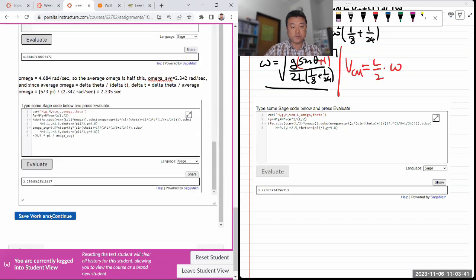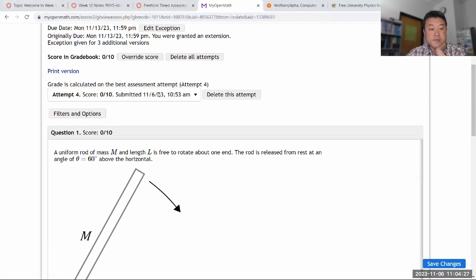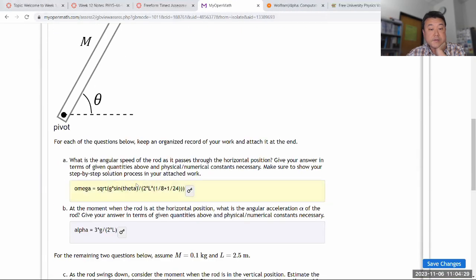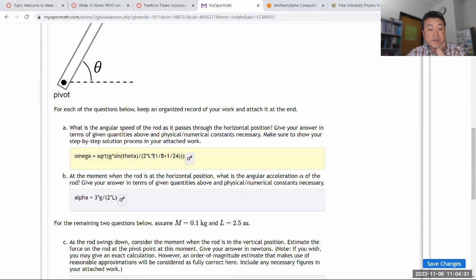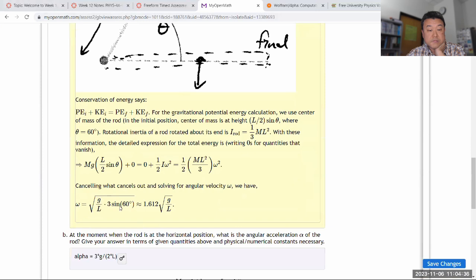Okay, so let's save work and continue. All right, this is the test the students work. Attempt 4, great. So I had this, g sine theta and all of that, g sine theta, 3 over L.